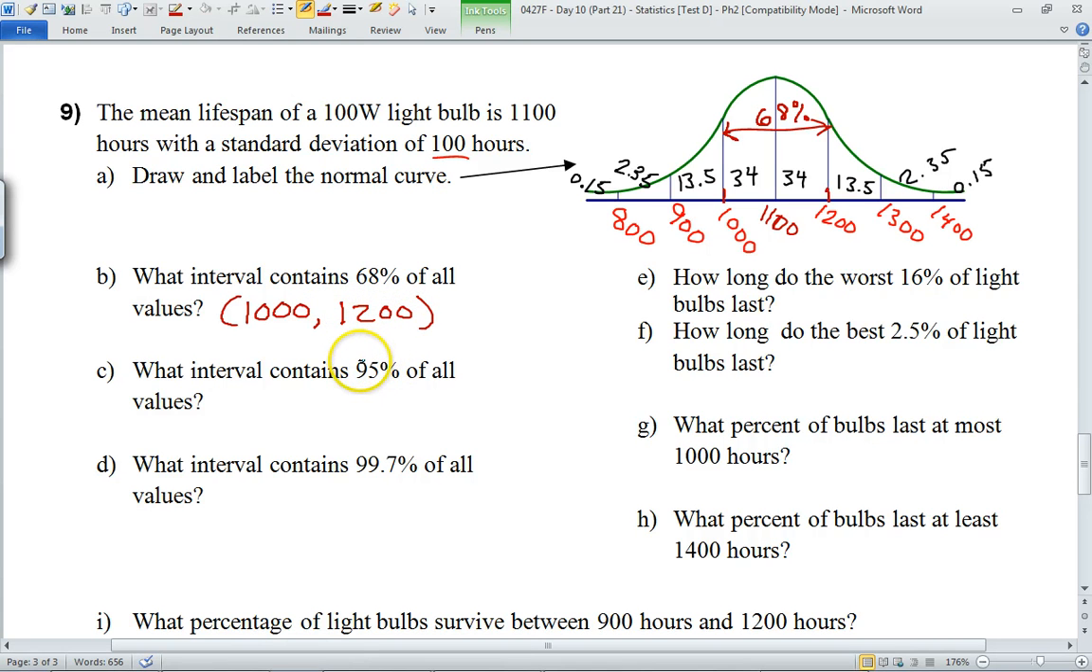What interval contains 95% of the data? Well, remember, 95% of the data went two standard deviations in both directions, like this. 95% went from here to here, two standard deviations. So that's 900 to 1,300.